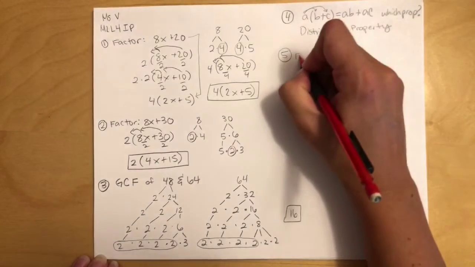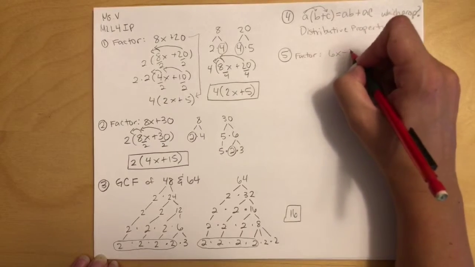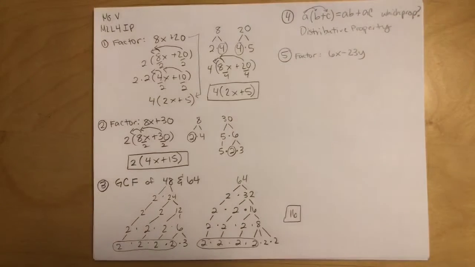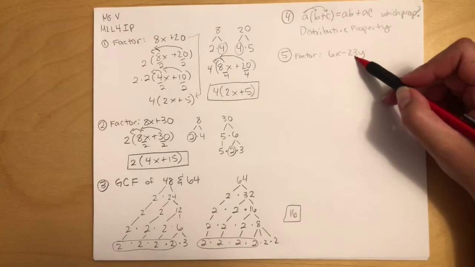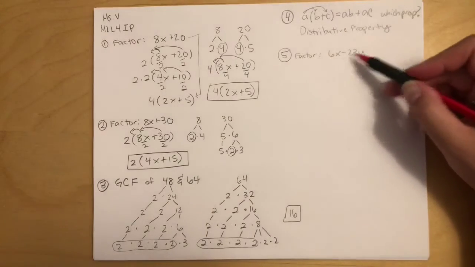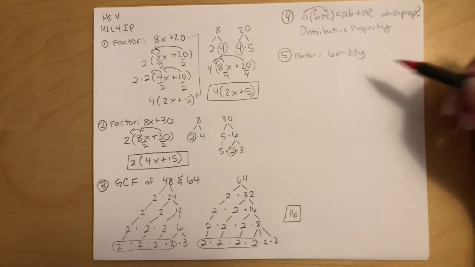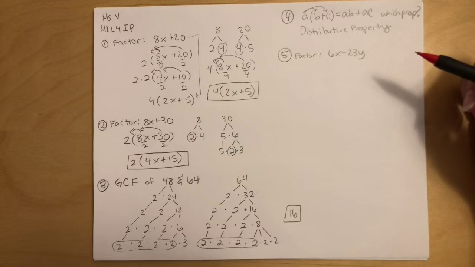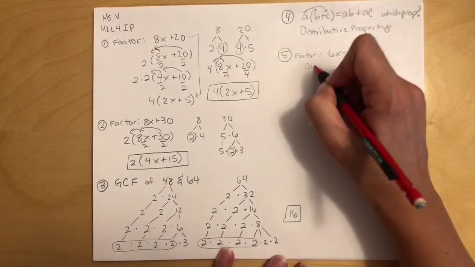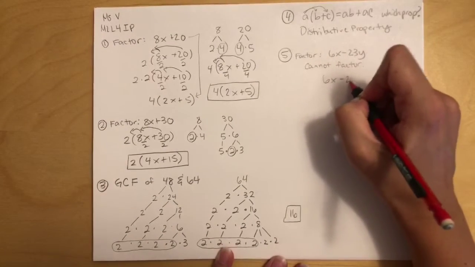Number 5. Factor 6x minus 23y. I'm going to tell you right now, 23 is a prime number. You can't factor that. So this is all you can do. You can't change it any more than it is. So the answer is 6x minus 23y.